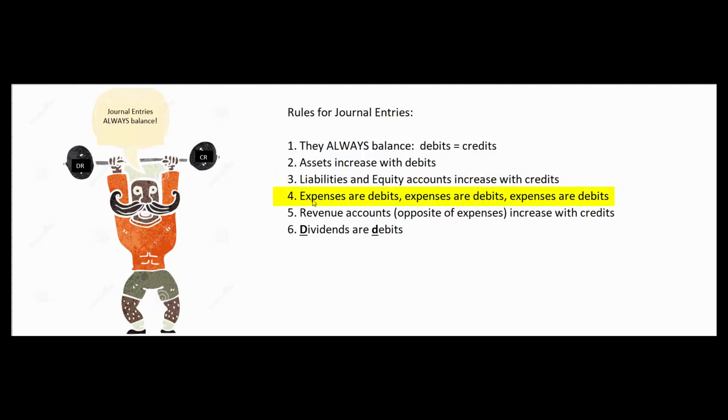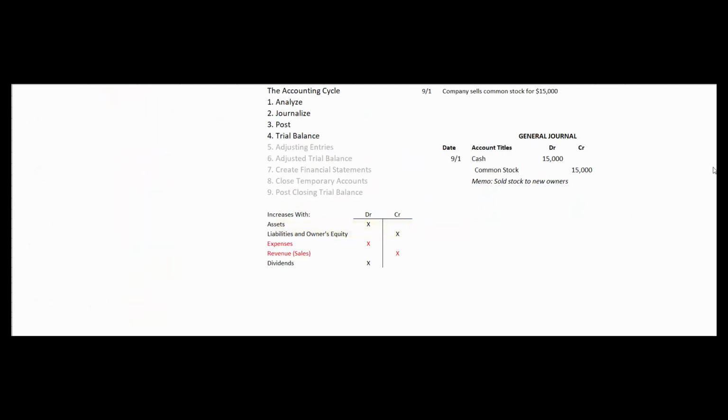Expenses are debits, expenses are debits, expenses are debits. Revenue accounts, like sales or consulting revenue, those increase with credits. That's easy to remember because expenses are debits and revenue is the opposite of expenses, so they must increase with credits. And dividends start with D, which reminds us that they're recorded with debits.